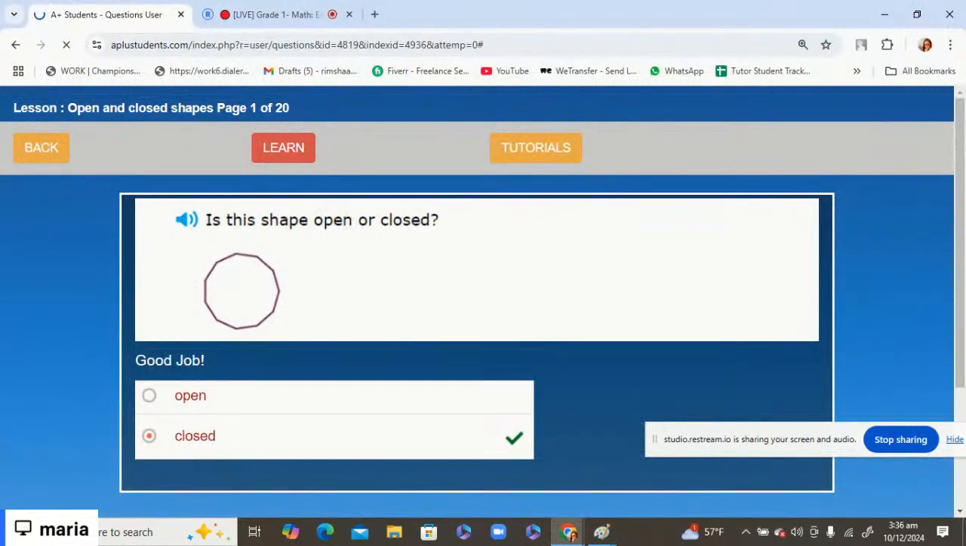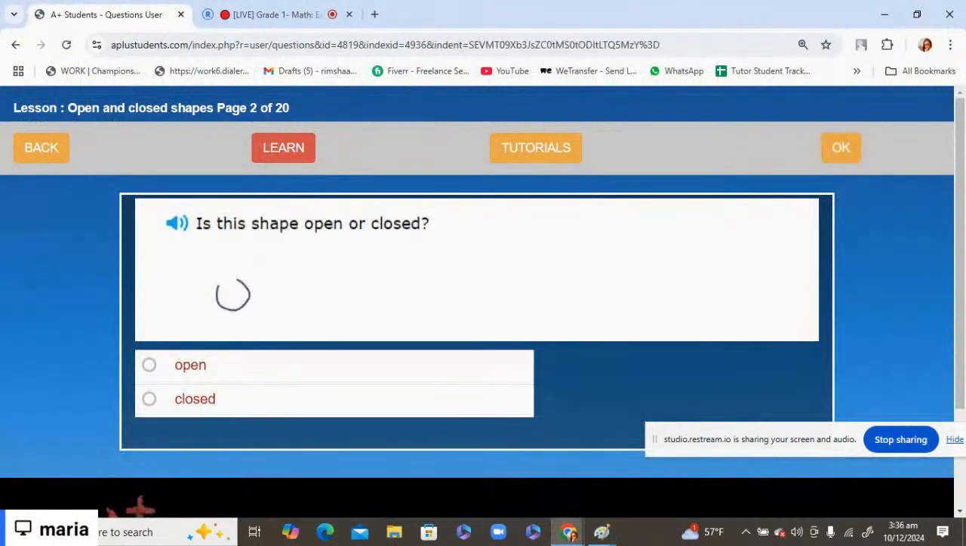Okay, now you guys tell me the answer of this one. Is this shape open or closed? Everyone tell me in the chat. First check the figure and then tell me. So we can say that it's a closed shape.